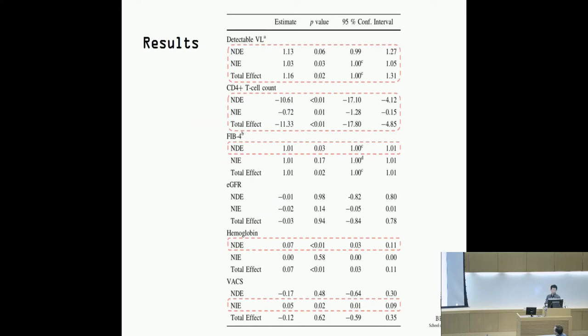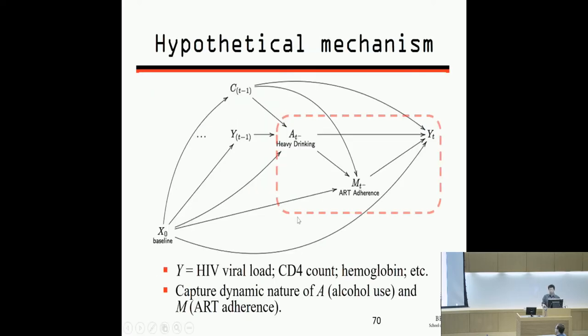So here's the result. This is the result of alcohol, the heavy drinking, on different clinical outcomes. The first one is detectable viral load, where the estimate gives you the odds ratio. We found significant results, look at the p-value, for both direct and indirect effects, the natural direct effect and natural indirect effect. It means heavy drinking increased the risk of having detectable viral load through both the direct and indirect effects, and both are significant. In other words, drinking can increase the risk of having detectable viral loads.